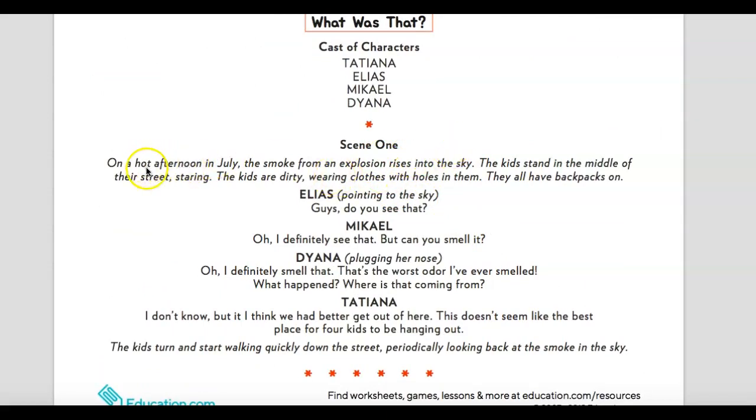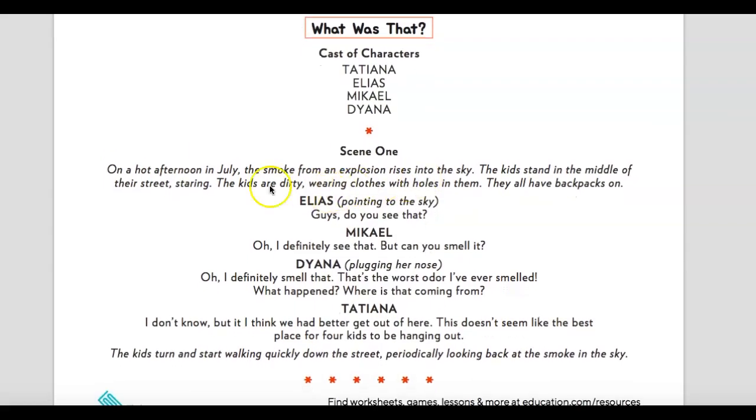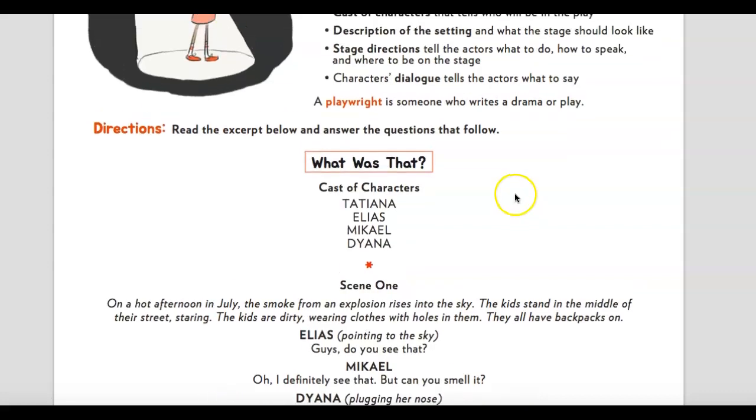Then this sets the background. It tells you what's going on. So the narrator would be saying this line: "On a hot afternoon in July, the smoke from an explosion rises into the sky. The kids stand in the middle of their street staring. The kids are dirty, wearing clothes with holes in them. They all have backpacks on." All right, so that sets the description of the setting and what the stage should look like.